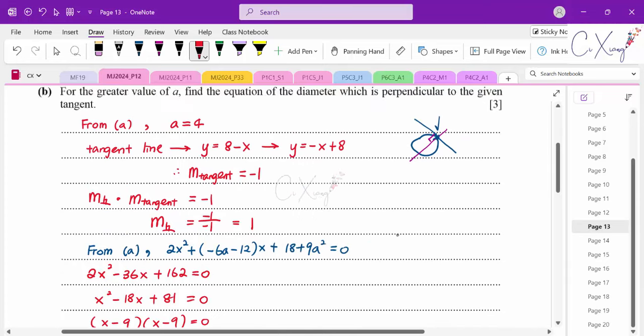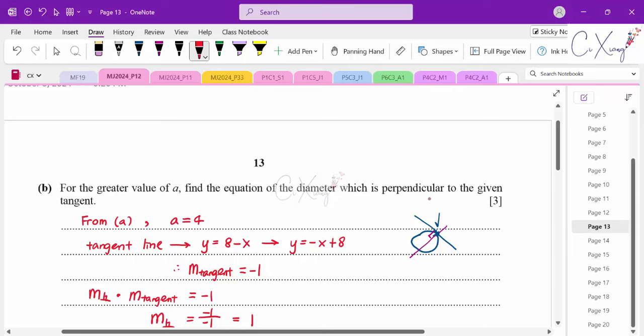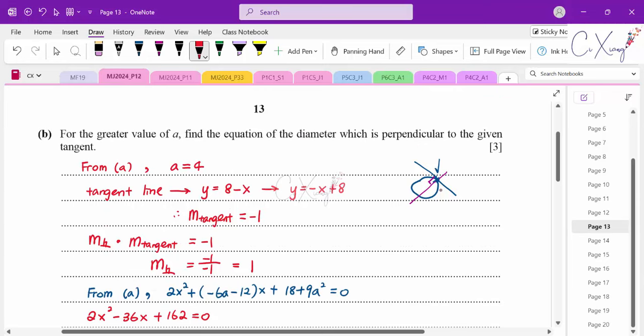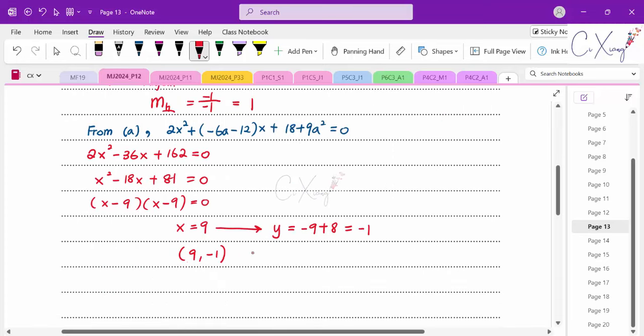Some students will say that the question says the line is perpendicular and passes through the diameter. Basically, no matter where your tangent is, if you draw the perpendicular line, it will definitely pass through the center of the circle and form the diameter. So I have this point and this gradient, therefore I can get the equation of the perpendicular line.